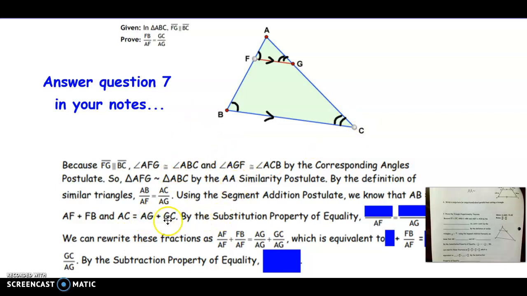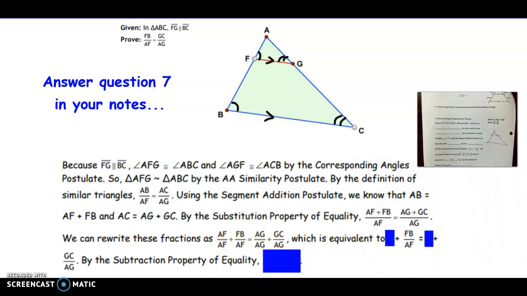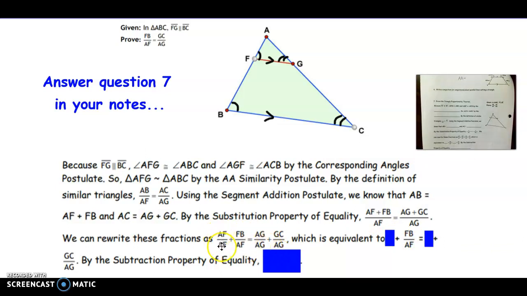Now, by substitution, we can go up to our proportion and replace AB with AF plus FB. And we can replace AC with AG plus GC. So we're just substituting those equivalent expressions there. Now, this sum written over this denominator can be split up into two different fractions. So I can split up AF plus FB all over AF to just be AF over AF plus FB over AF. Just write them as two different fractions. And the reason why that is helpful is because this AF over AF simplifies to just the number 1. Same thing here, AG over AG just equals 1.